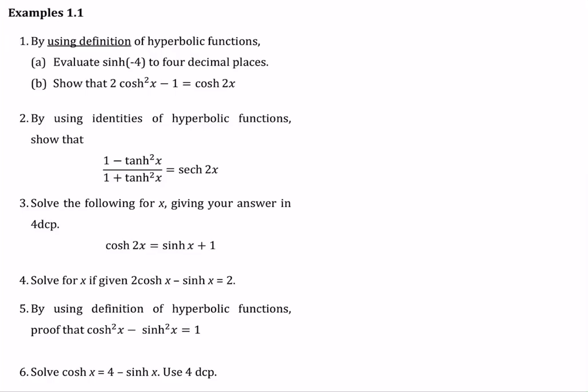Okay, let's try to solve the next example, which is example 1b. Show that 2 cos squared x minus 1 is equal to cos 2x. So meaning that we want to prove that the left hand side is equal to the right hand side.